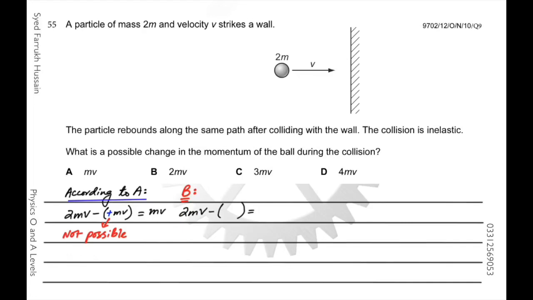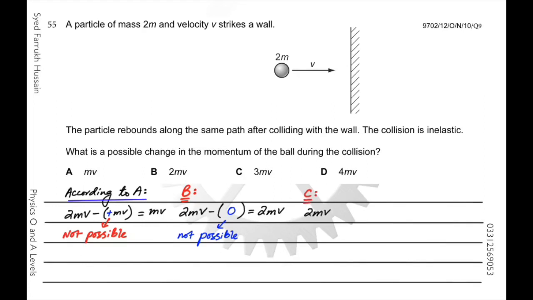Option B, initial momentum is 2mv, change in momentum is 2mv, so the final momentum must be 0 to satisfy condition B, but final momentum cannot be 0, because if option B is correct and final momentum is 0, which means the object is actually sticking on the wall, and this cannot be the case as it's written the particle rebounds along the same path. So option B is also incorrect.